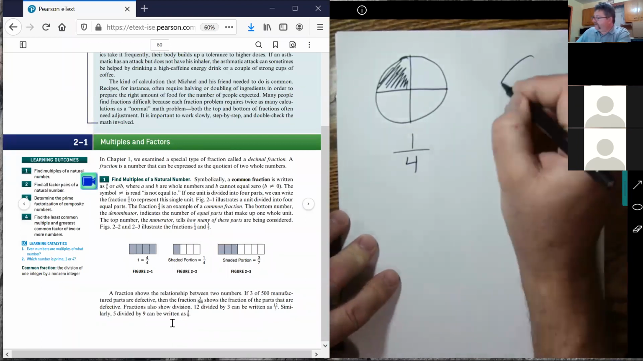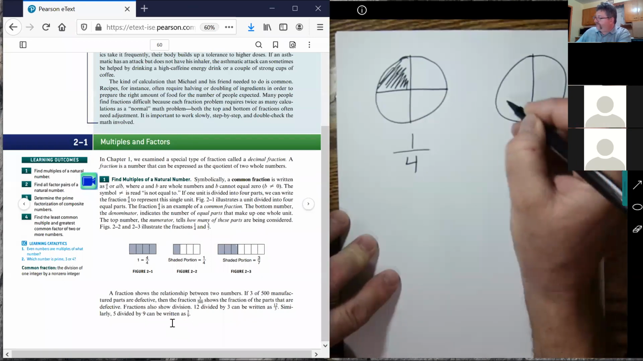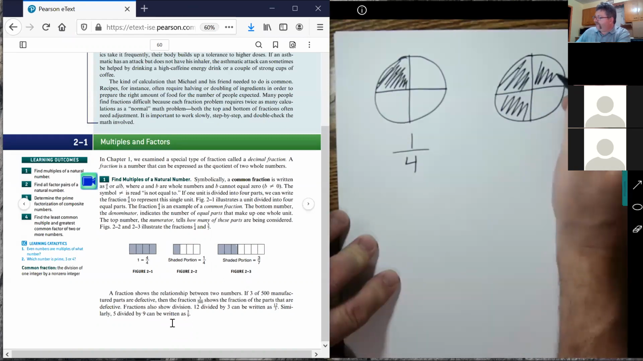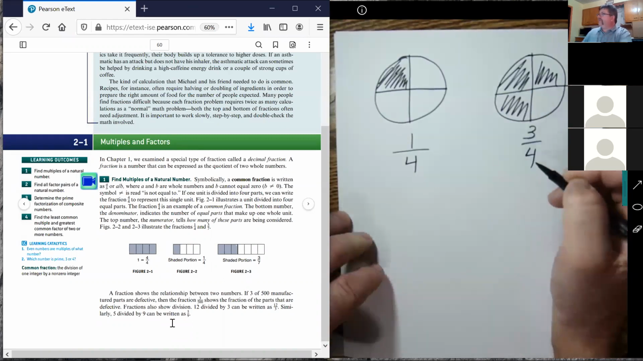Okay. What if I'm interested in 3 out of those 4? Well, that means it's a 4-piece pie and I'm interested in 3 of those. So that would be the visual for 3 out of 4.